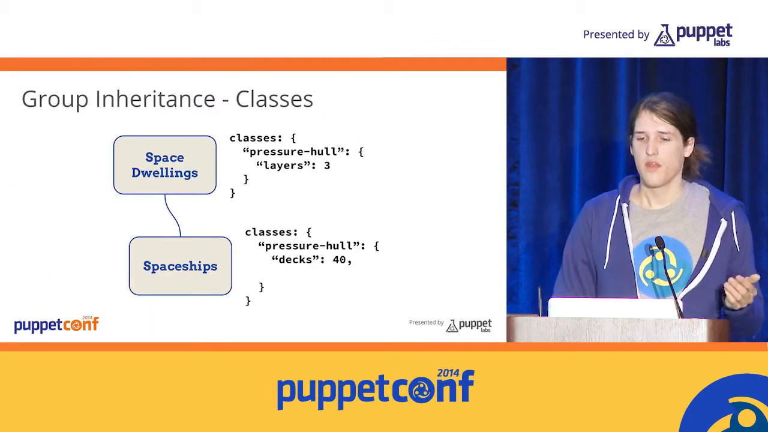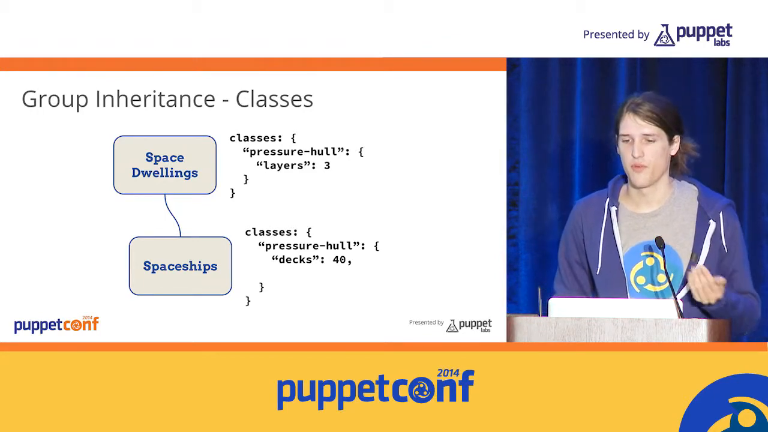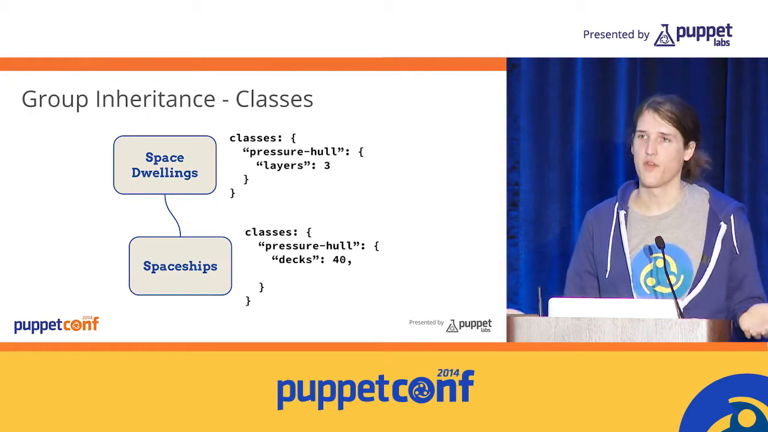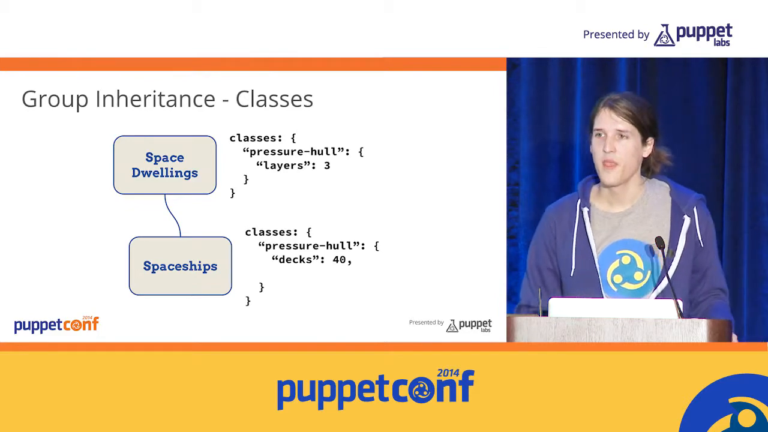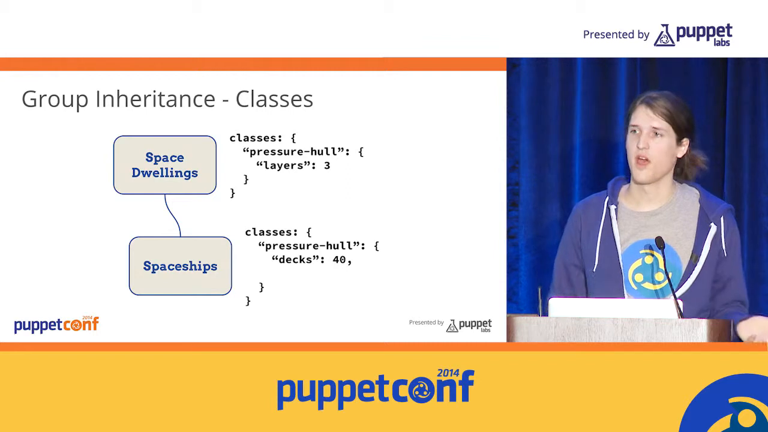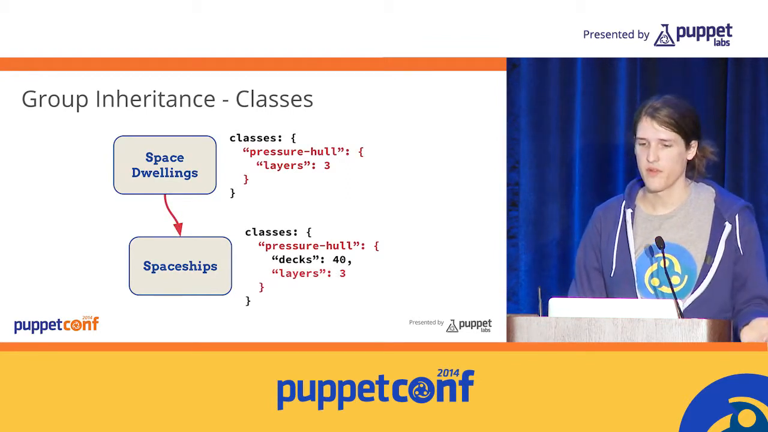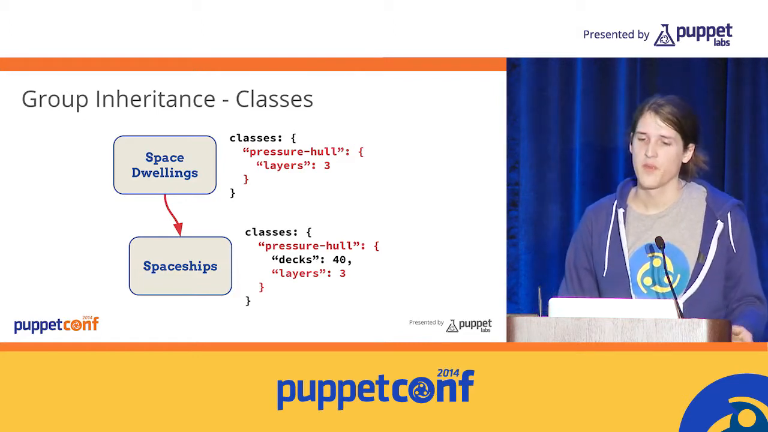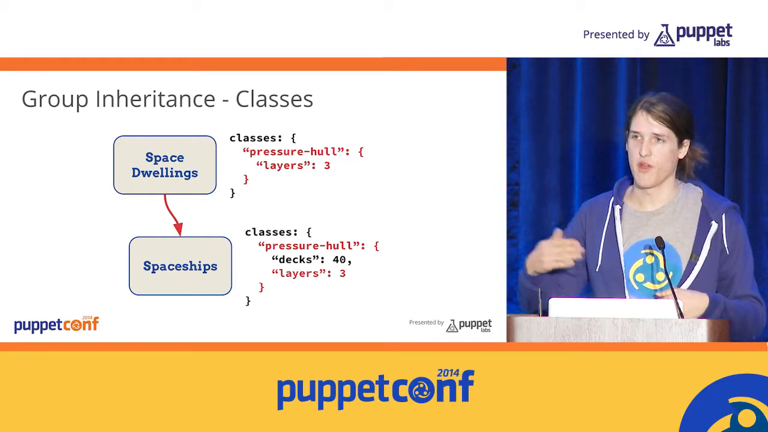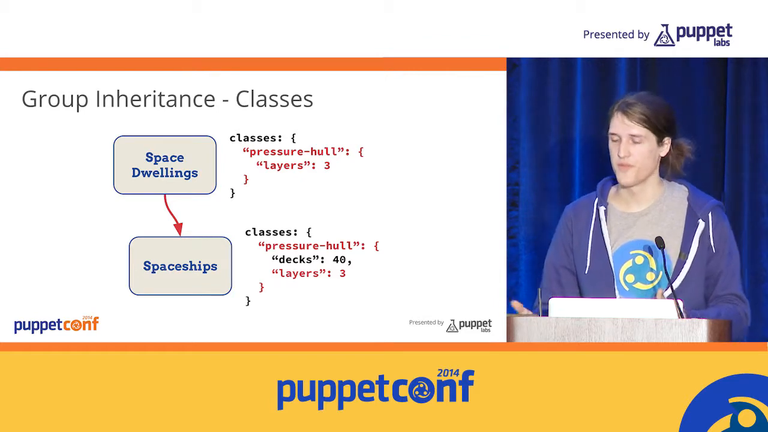Now, if we have the space dwellings group set a parameter for the pressure hull class, say that all of our nodes in space are going to have 3 layers of pressure hulls for redundancy. And then in the spaceships group, we set a different parameter. That is, all of our spaceships are going to have 40 decks. Then when we look at the inherited view of the spaceships group, the parameter that is set up in the parent just drops in beside the other parameter that we set in the lower group. The parameters are merged together if they're disjoint.